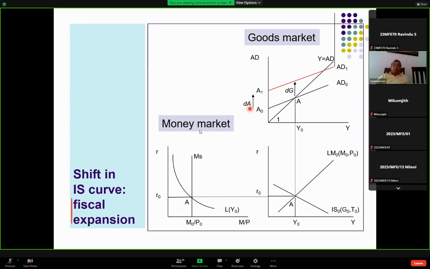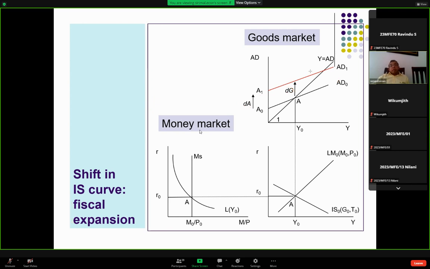So when the government increases spending by delta G like this, it will increase the vertical intercept of the aggregate demand function, which we interpret as an increase in the intercept, shifting the aggregate demand line up. So now you can see earlier aggregate demand was AD0, now it is AD1.